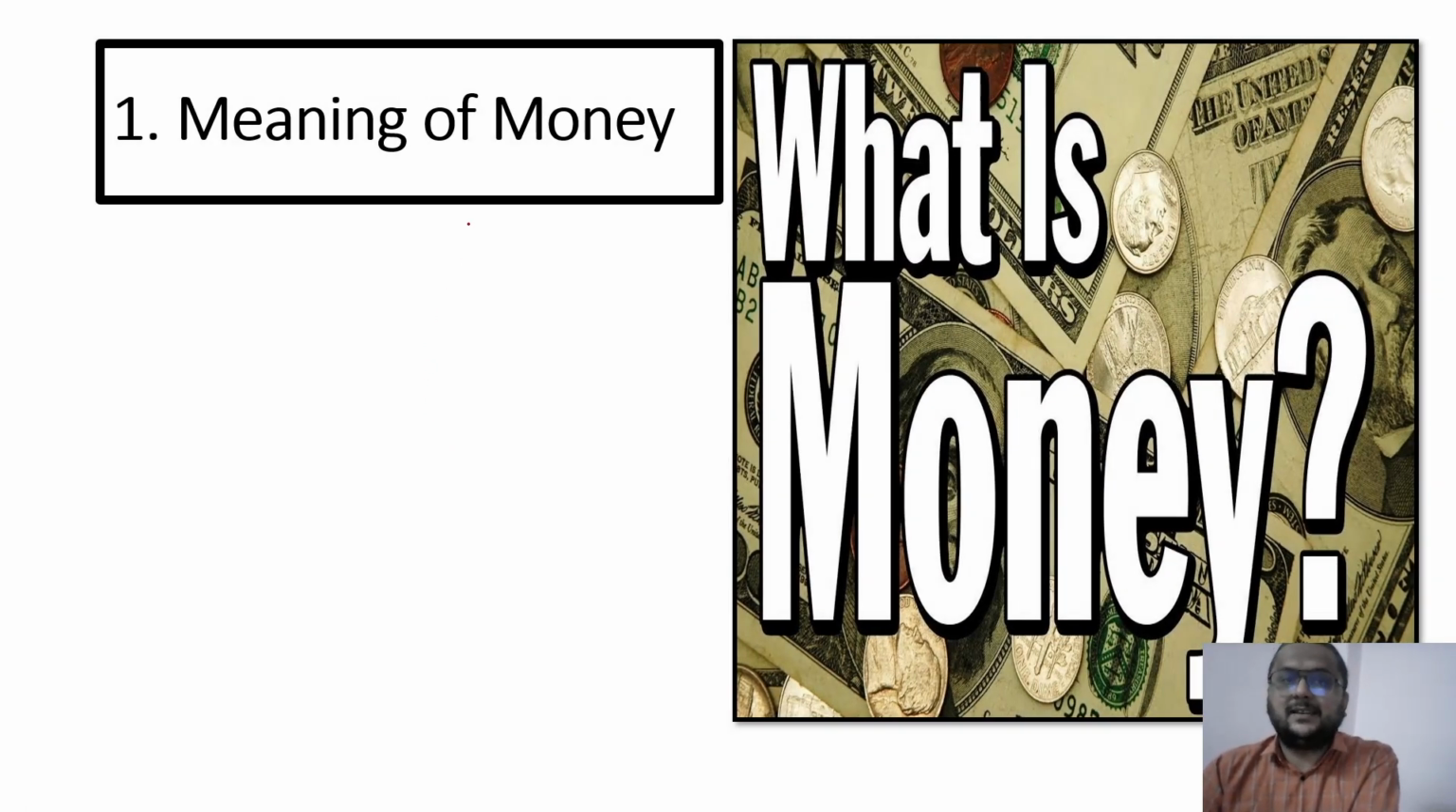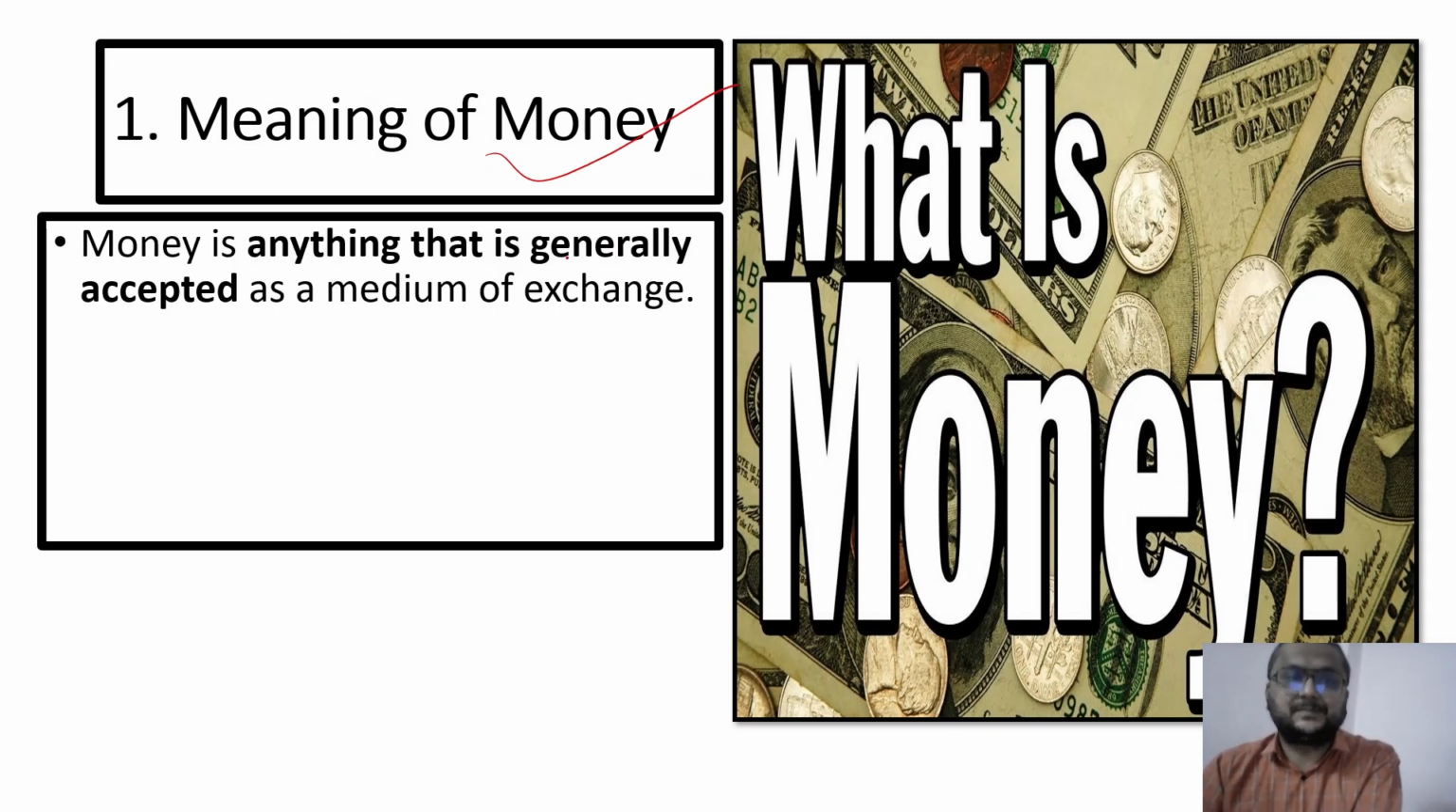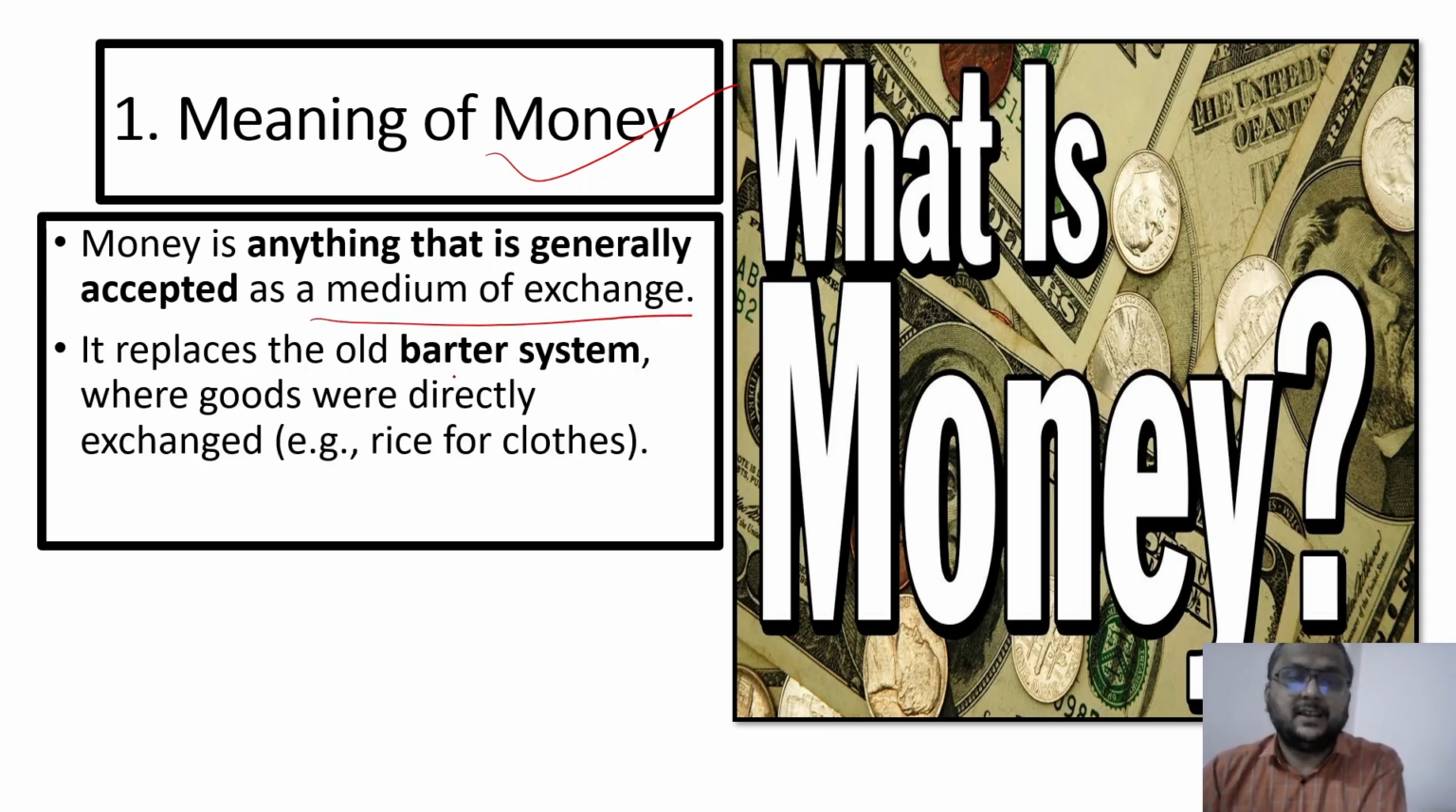Now let's look at the concept of money, the meaning of money. What is money? Money is anything that is generally accepted as a medium of exchange. It replaced the old barter system where goods were directly exchanged. For example, rice for clothes and clothes for rice. That was the barter system.